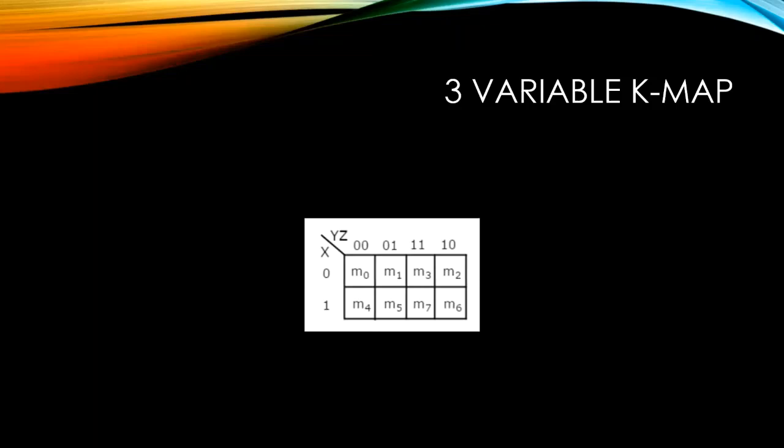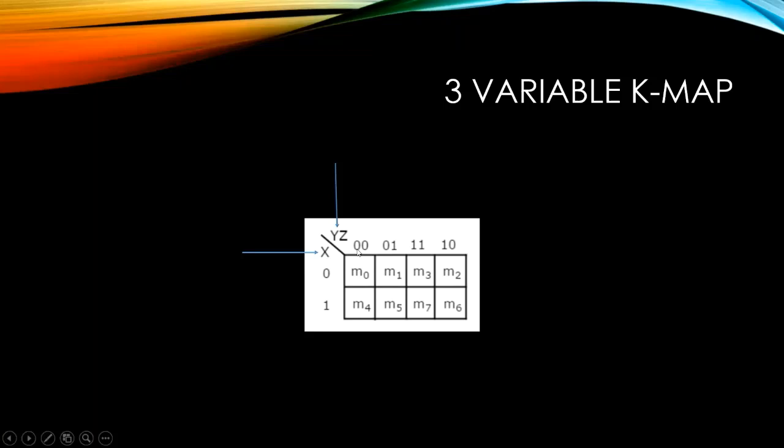For a three variable Kmap, we're going to use 2 by 4 or 4 by 2, wherein one variable will represent our row and two variables will represent our column. So for X, the first row is equal to 0 and the second row is equal to 1. And for the columns, we're going to represent them using the YZ variables.